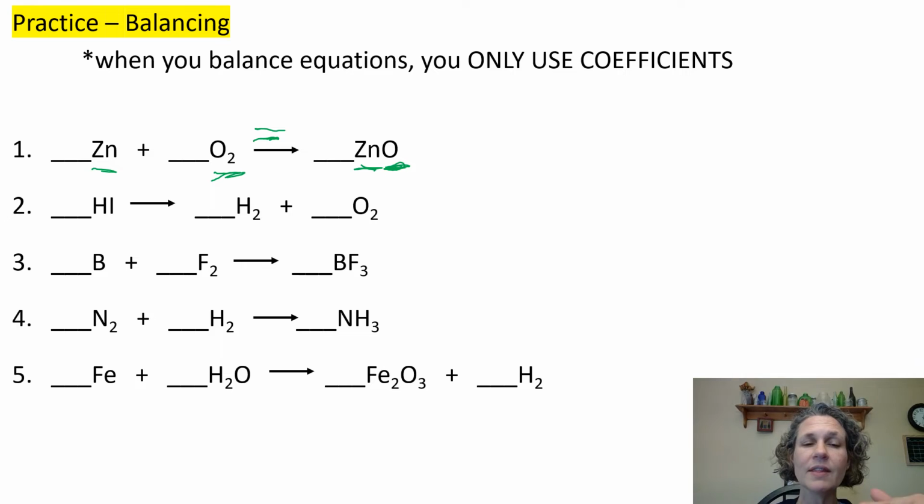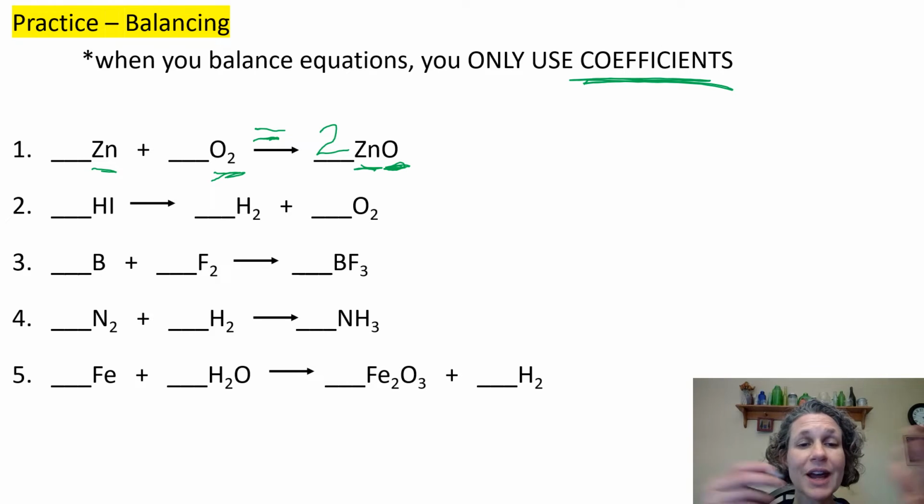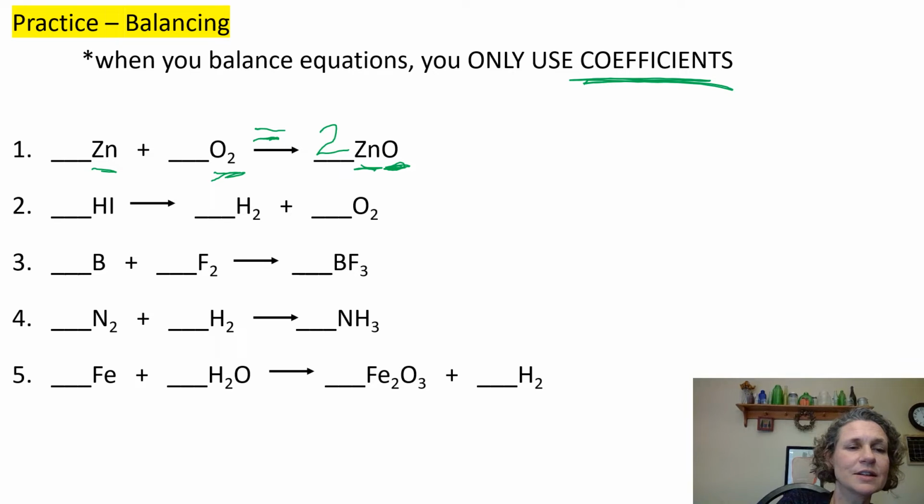The only thing that I can do to balance is add a coefficient. And I can't add a coefficient anywhere except where I have written blanks or in front of each of the compounds. So I put a 2 here. So that makes my O's good. But now look what I've done. I've changed my zincs. So now I have 2 zincs and 1 zinc.